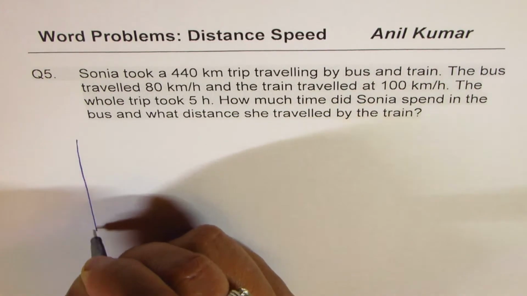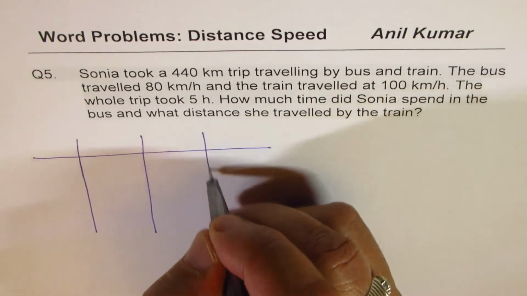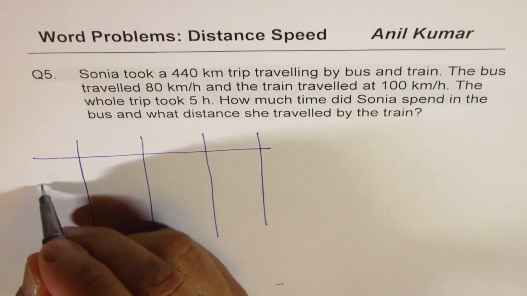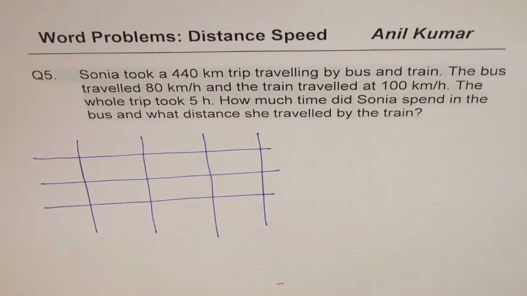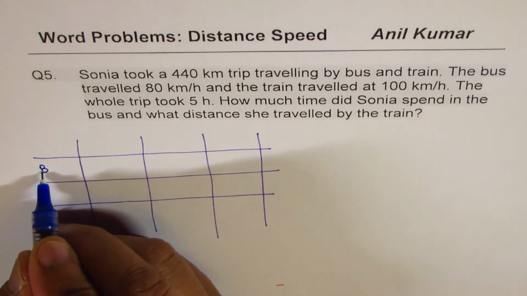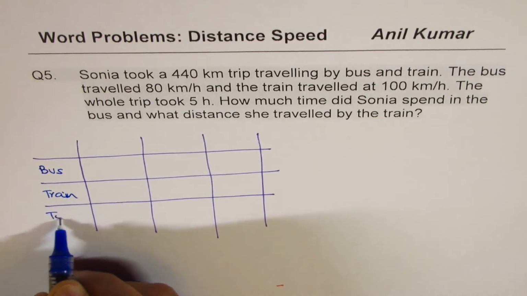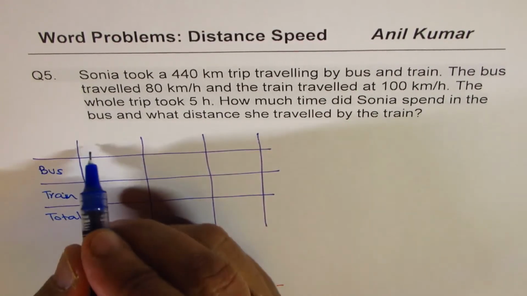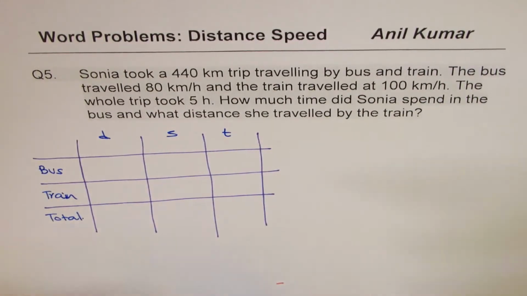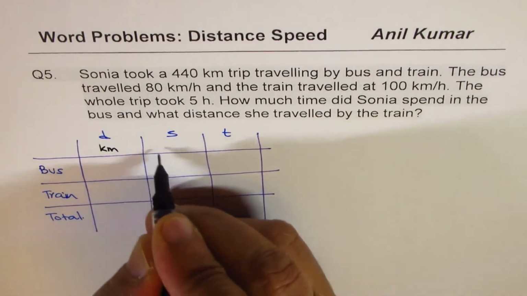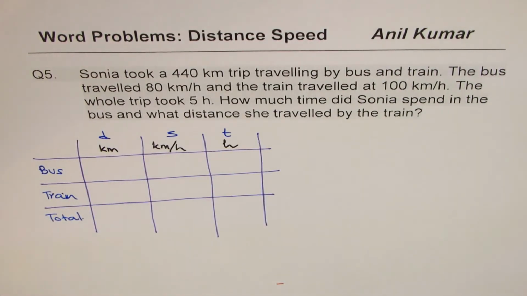Let's try to see the situation now. So we are talking about distance, speed and time. We are given two situations, one by bus, the other by train, right? So we're talking about bus and train. This is for total, right? And we know this is distance, this is speed and time. Units, we're talking about kilometers per hour, and time is in hours, correct?